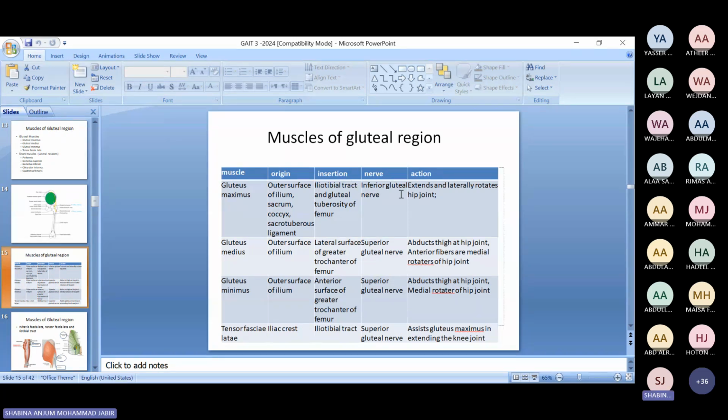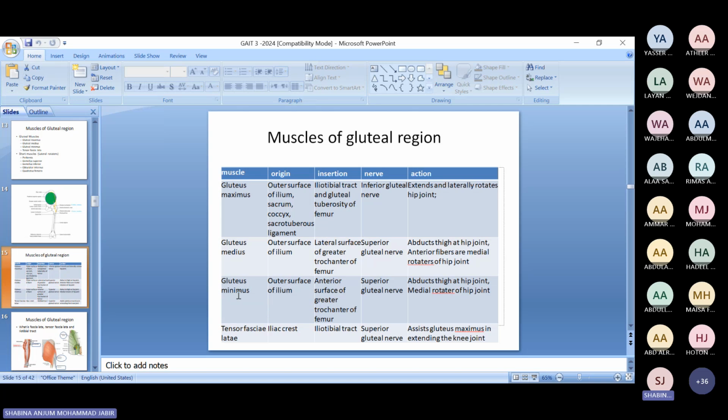What is the nerve supply? It will be supplied by the gluteal nerve. We have two gluteal nerves, superior and inferior. So the gluteus maximus is supplied by the inferior gluteal nerve. Okay, what is the action? Extension. This is the chief or main extensor of the hip joint. Okay, and also it will do the lateral rotation.